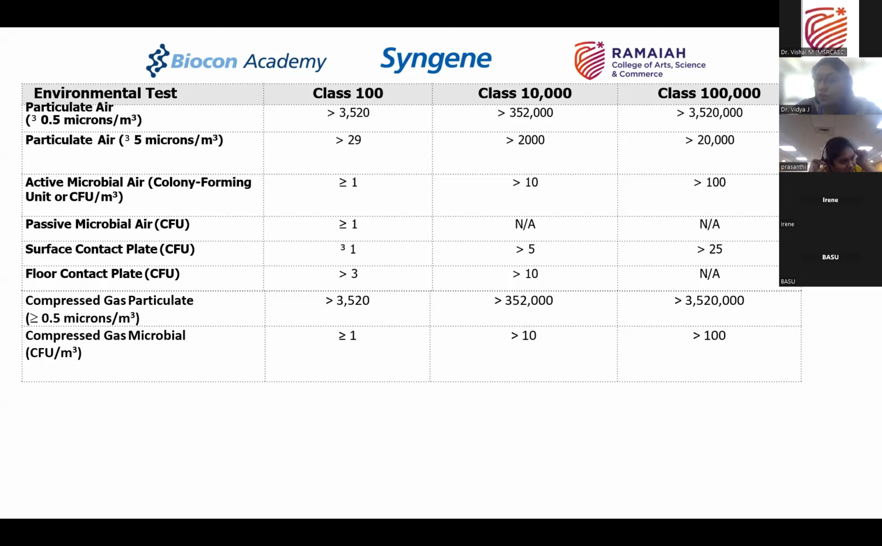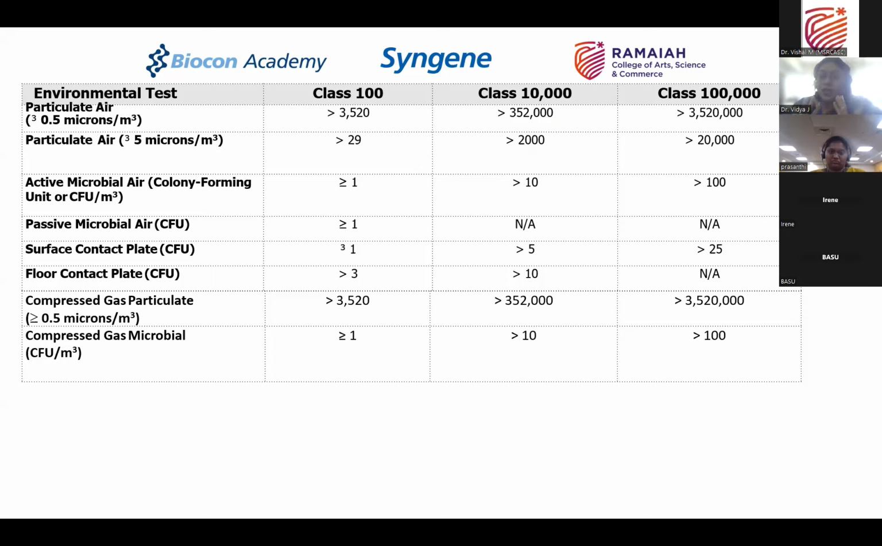So surface contact plate. In a surface contact plate, you can find less than 1 or 5 or 25. And next is floor contact plate. The most important, because you're going to walk on the floor. You're going to completely cover your shoes and slippers as well in a completely sterile area. So the floor also has to be monitored.